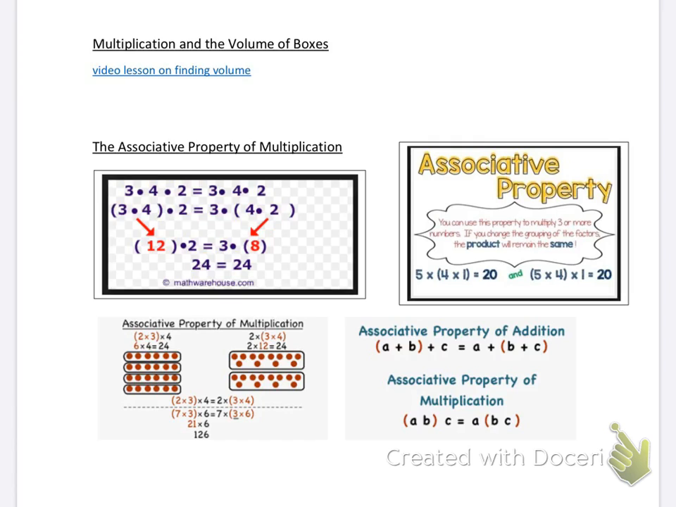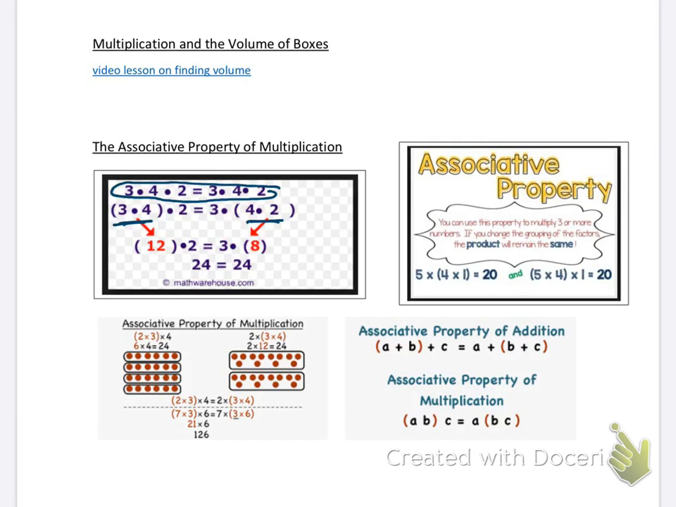Okay, so the next thing we're going to talk about is another property called the associative property of multiplication. So when you think about associative, think about associating numbers by using parentheses. So here you have your numbers just in a line. Here I'm associating 3 and 4. Here I'm associating 4 and 2. I get the same number for an answer, but I get it different ways.